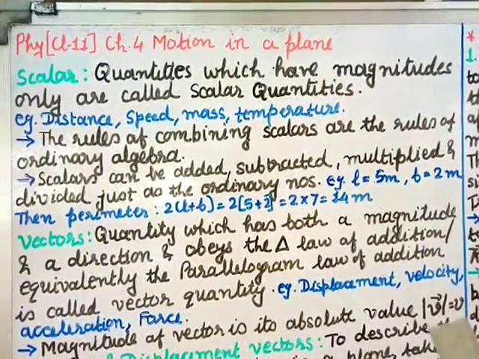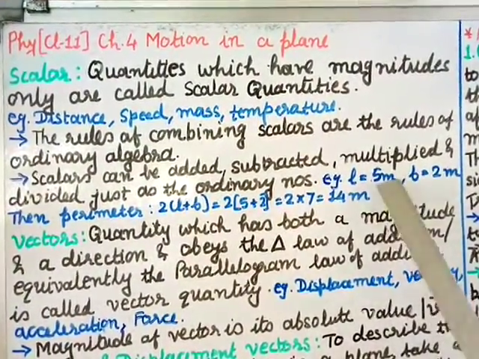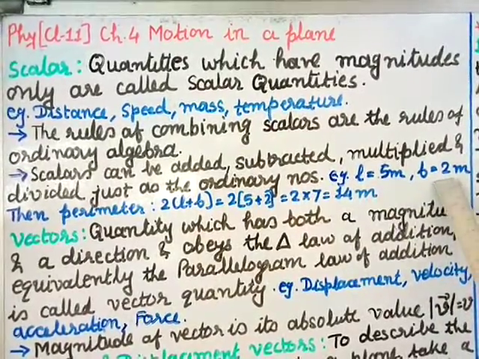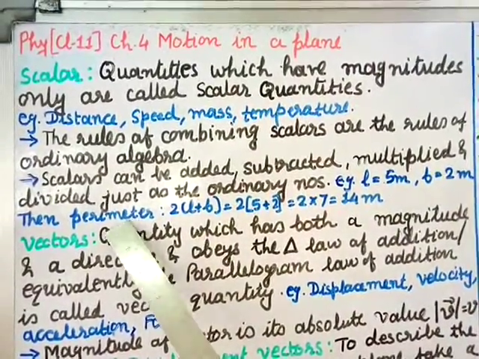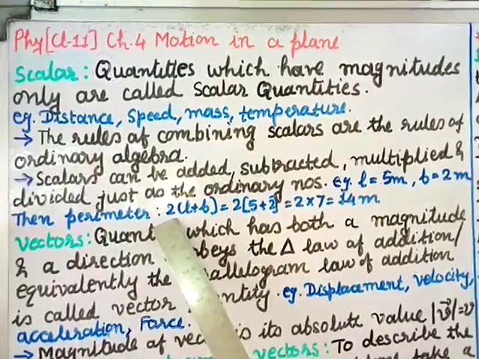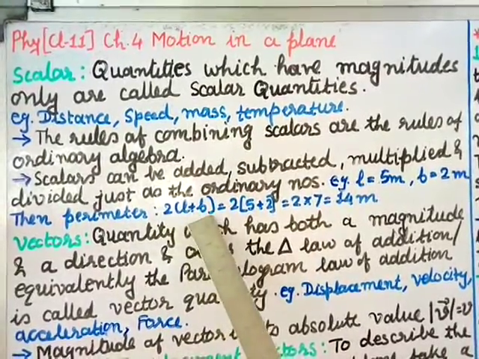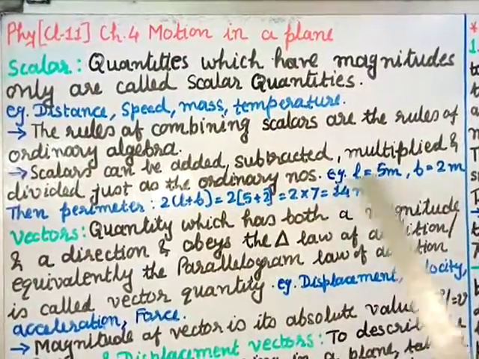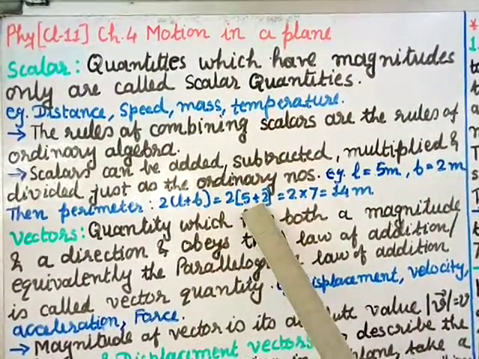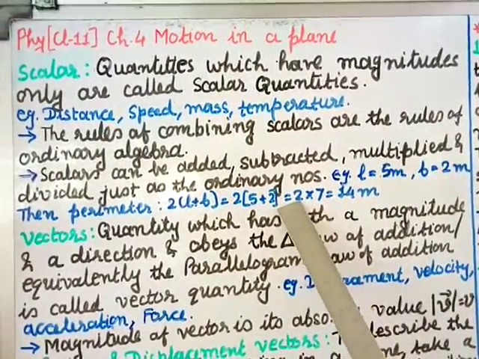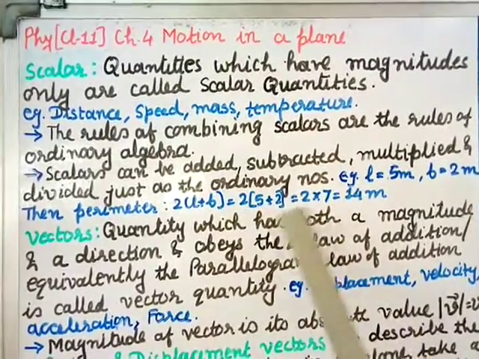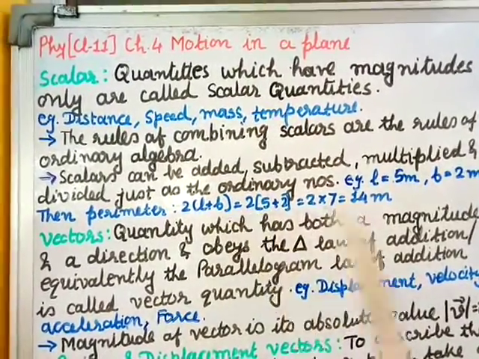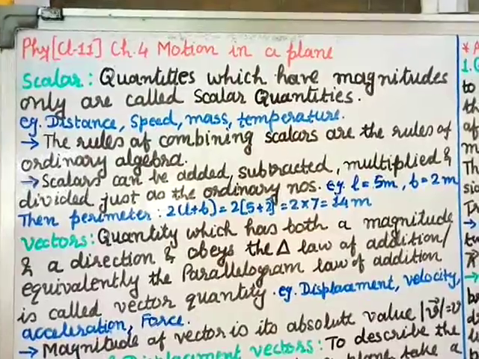For example, suppose you are given a rectangle whose length is 5 meter and width is 2 meter and you are asked to find the perimeter. Now the formula for perimeter is 2 into (length plus width). Length L is given as 5 meter plus width is given as 2 meter. So you get 5 plus 2 is 7, into 2 gives you 14 meters. So you can see this addition and multiplication is just like the real numbers.